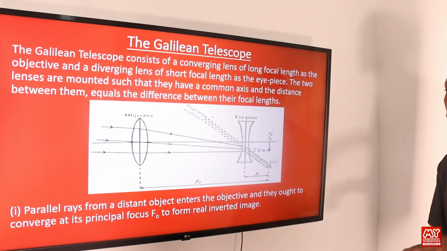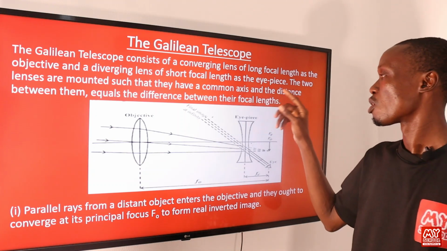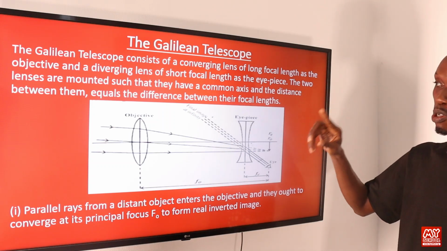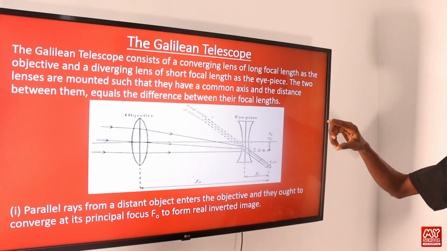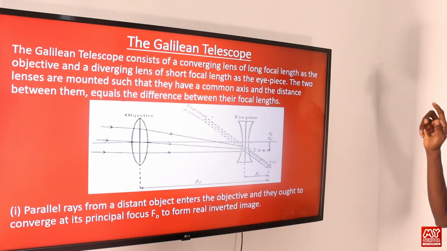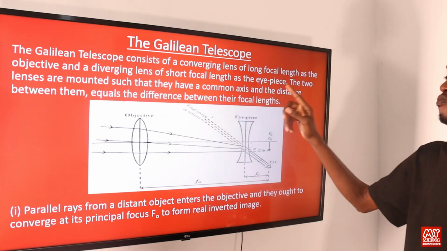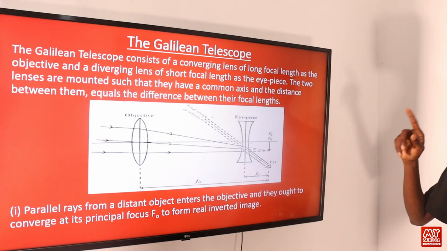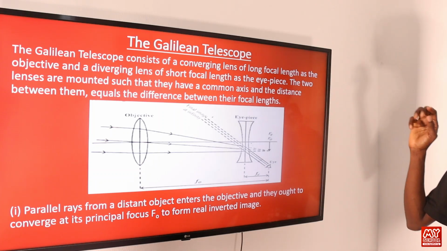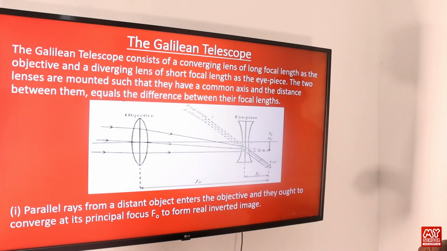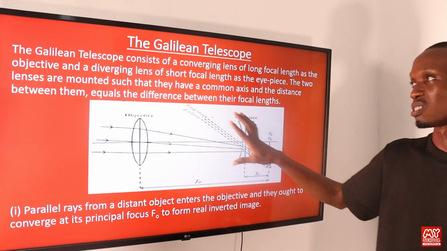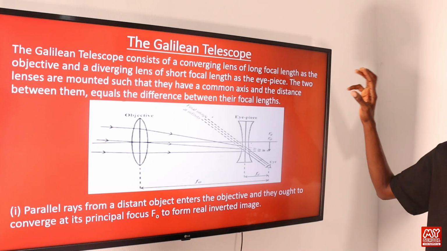So the two lenses are mounted such that they have a common axis, and the distance between them is also worth taking note of. The distance between them is the length of the Galilean telescope. So the distance between them equals the difference between their focal lengths. So the diagram below is the diagram of the Galilean telescope.